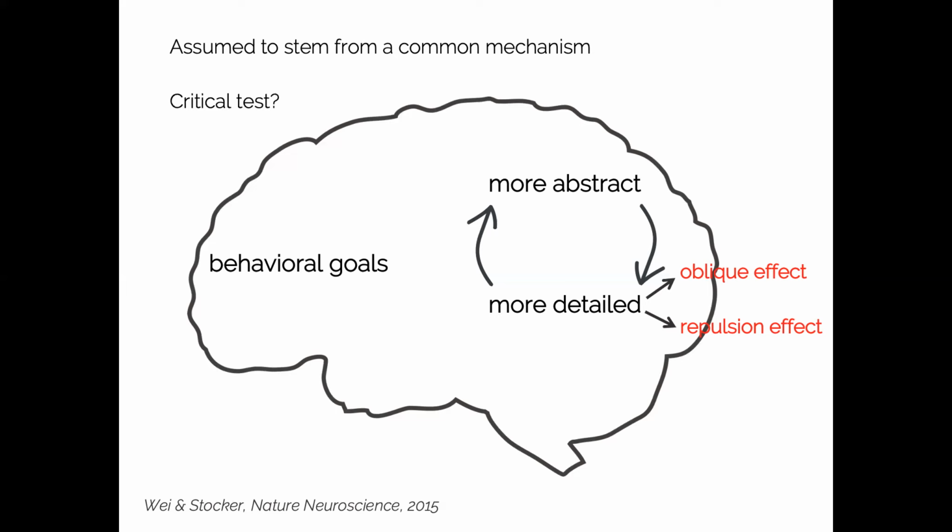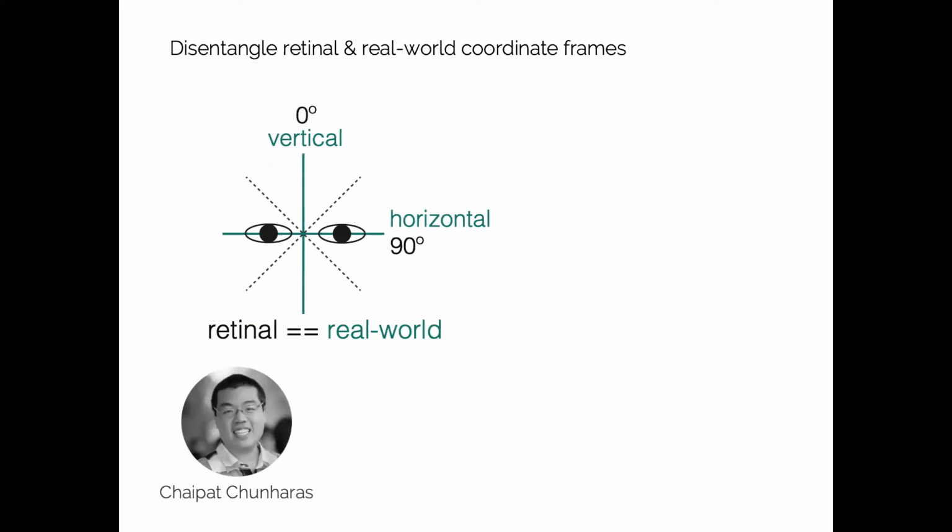And so what we wanted to do is have a critical test of this hypothesis. Is it true that these biases are really constrained by the architecture of visual cortex or not? What is this critical test? This is work I've done in the lab of John Serences with my collaborator Chaipat Chunharas, who is now in Bangkok. We wanted to disentangle retinal and real world coordinate frames.